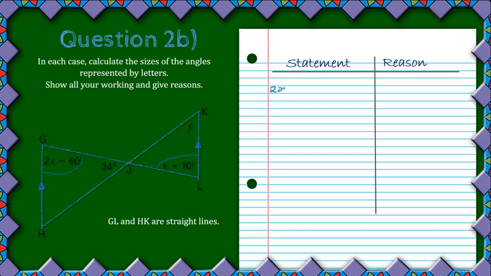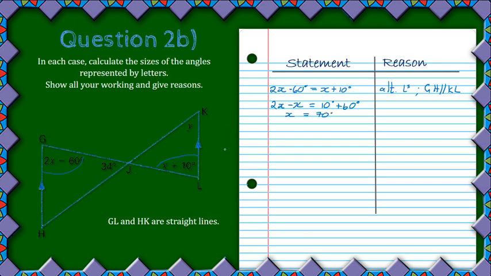So I can say that 2x minus 60 degrees will be equal to x plus 10 degrees, and my reason is alternate angles, and that the lines that are parallel are GH parallel to KL. Okay, and then I solve for x. So remember with equations, we take all the terms that contain x to the left hand side, and when I take over a term it changes sign, equals 10 degrees plus 60 degrees. So this is then x equal to 70 degrees.